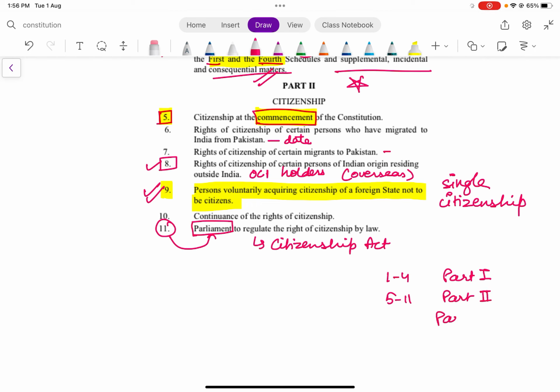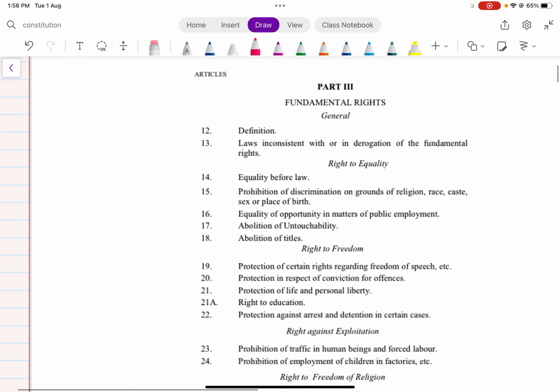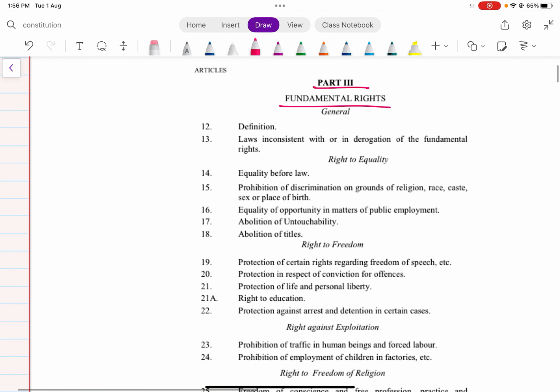You know part 3, the backbone, that is fundamental rights. 12 to 35 is part 3. Part 3, fundamental rights, again is divided into several sub portions. First is Article 12, definition. The definition of state is given here, and there is a plethora of cases here that we need to go through. Article 13 is about laws. Laws inconsistent with or derogating from fundamental rights would not be considered a valid law. Article 13 is the touchstone of any law to be a valid law.